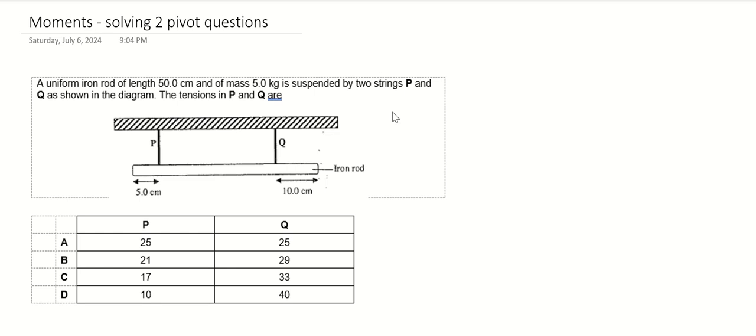Okay, so for this video, we'll be solving moments questions that involve two pivots. First of all, how do we know that it is a moment question, that we need to use the principle of moments, or we need to calculate moment? Look for keywords such as pivot. Sometimes it may not be pivot; sometimes they will call it a fixed point.